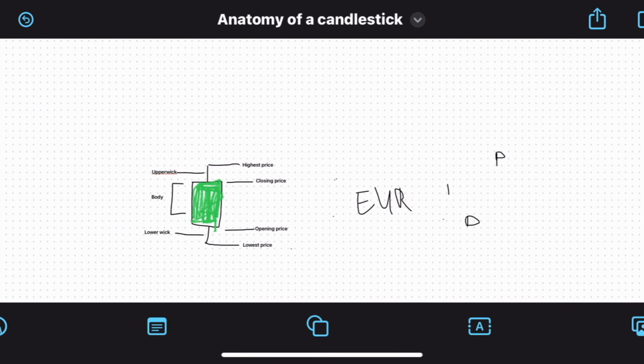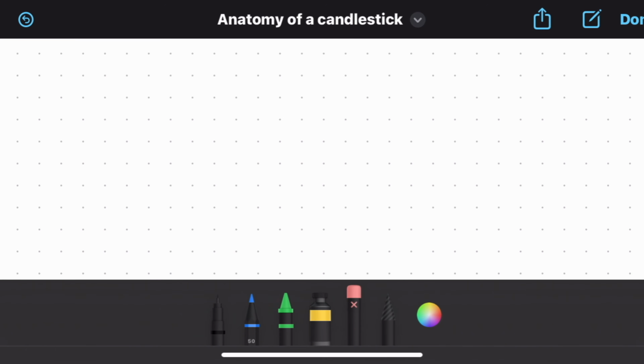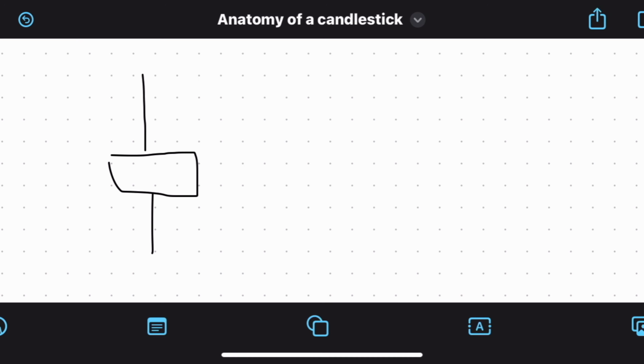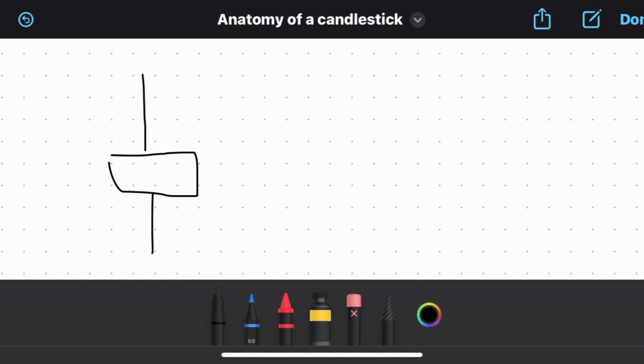Sometimes you may have a candlestick looking like this, with a very small body and then long wicks. What this candle tells you is that there has been a lot of price rejection at this zone and also this point right here.